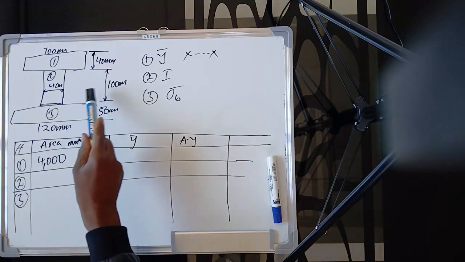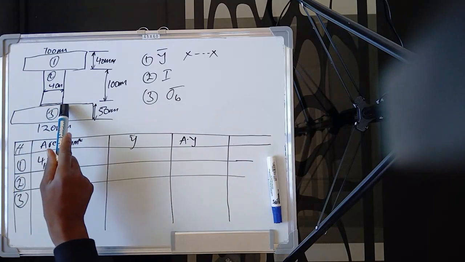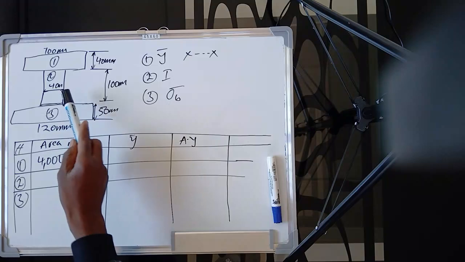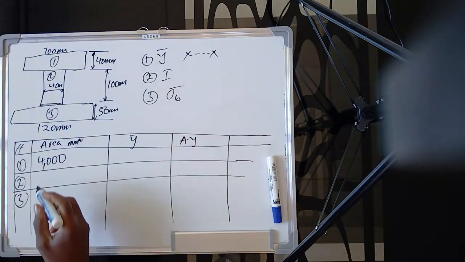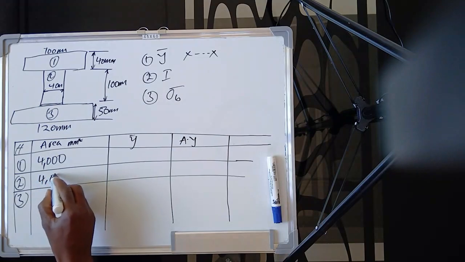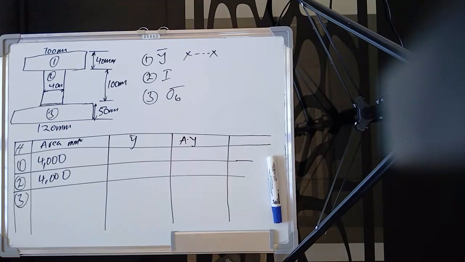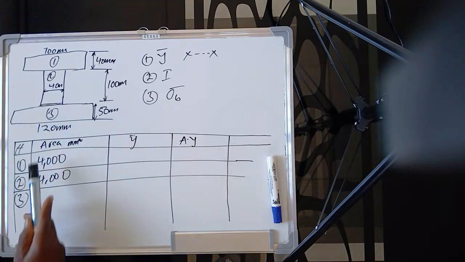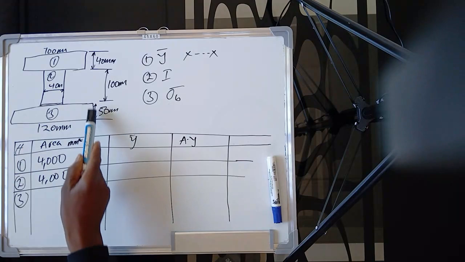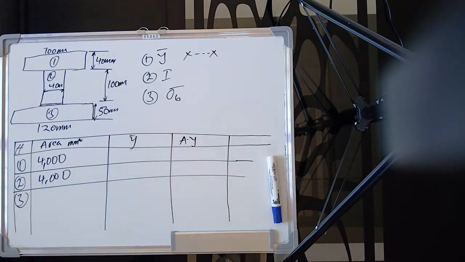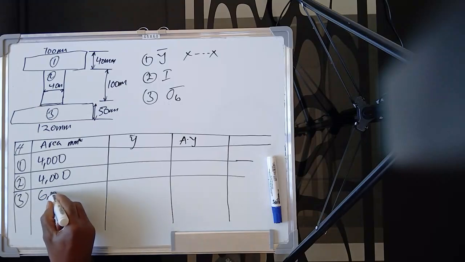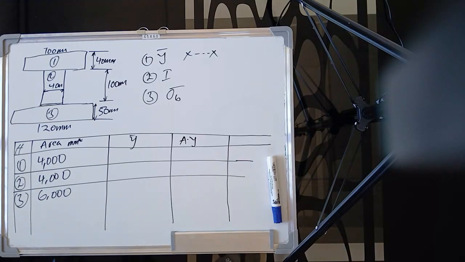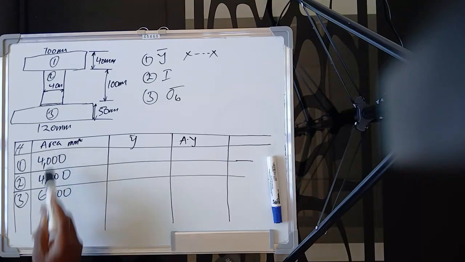Then I go for area for 2. Area for 2 is as well 40 by 100. So this thickness is 40, then the height is 100. So it's also going to give me 4,000. Then when I come to the third one, I'm going to multiply 120 millimeter by 50 millimeter, which on my calculator should give me 60,000.